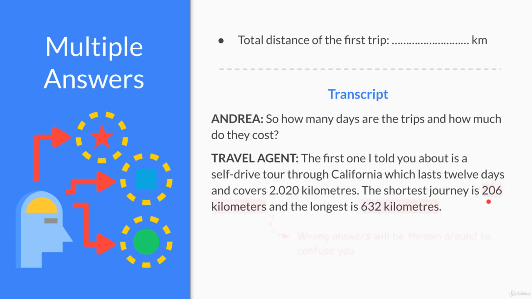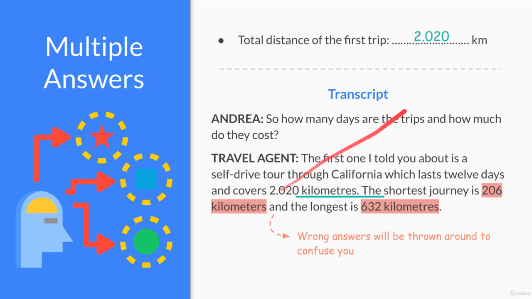Right here, they're using different numbers, and these numbers are the incorrect numbers. So in this way, they'll throw around wrong answers to try to confuse you, but in this case, the correct answer is here. So you have to understand the meaning. It says total distance of the trip, of the first trip, how much is it? It says that the total distance, which lasts 12 days, it covers 2,020 kilometers. So that there is the correct answer.